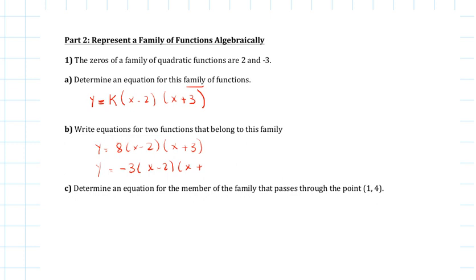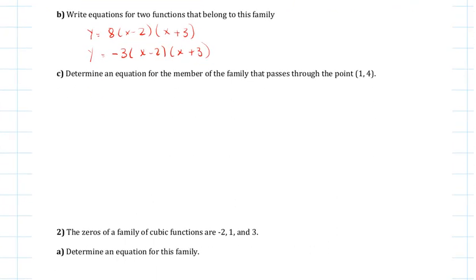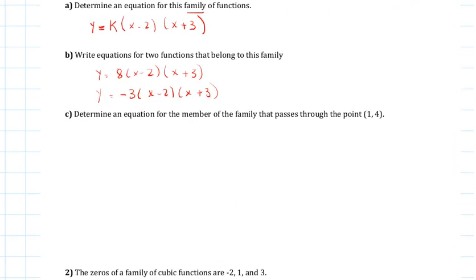Now, in this question, they're asking you to determine an equation for the member of the family that passes through the point (1, 4). So now they want a specific one. They want one member of the family. It's like, if you have siblings, and then they want you to find a member of the family that has long hair, right? Or a member of the family that has a combination of long hair and blue eyes or whatever. Okay, so in this case, we want to make sure that the equation passes through the point (1, 4).